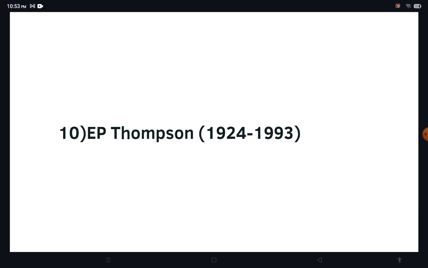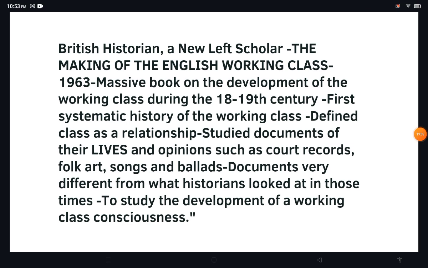Then let's see about E.P. Thompson, our tenth point, who was born in 1924 and died in 1993. So Richard Hoggart was born in 1918, and he was born in 1924. Let's see more about him. A British historian, New Left scholar, author of The Making of the English Working Class.